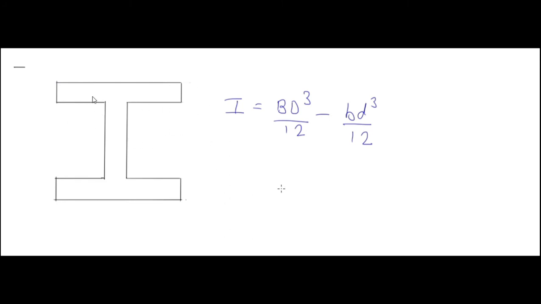So capital B and capital D are the width and depth of the bigger rectangular section, and a small b and a small d are the width and depth of the small rectangular portion. So add these two cut portions, and you will get a final rectangular portion. So this is the area moment of inertia of that portion. We will see further in the problems. So symmetric body, neutral axis is in the middle.